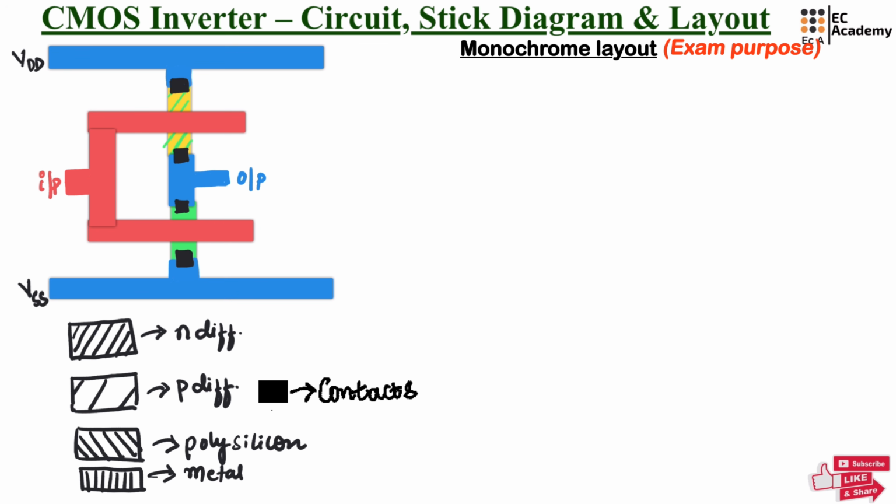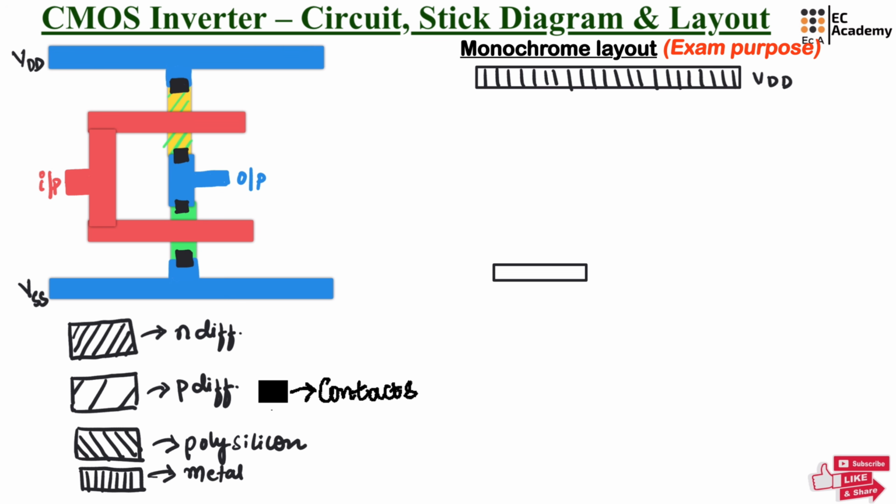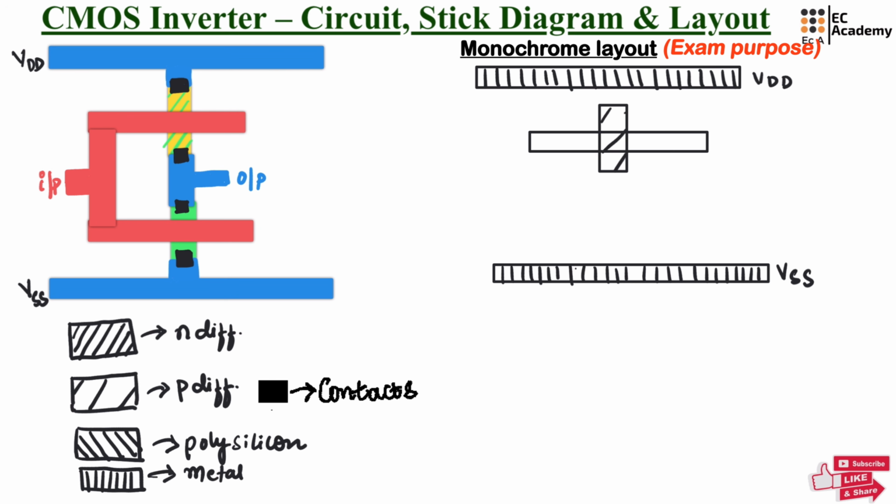Now let us draw the monochrome layout. So this is VDD with vertical strokes that represents metal. Let us take VSS with vertical strokes. This represents VSS. Now let us draw the PMOS with P diffusion layer and a polysilicon. Let us draw NMOS with N diffusion region with polysilicon region.